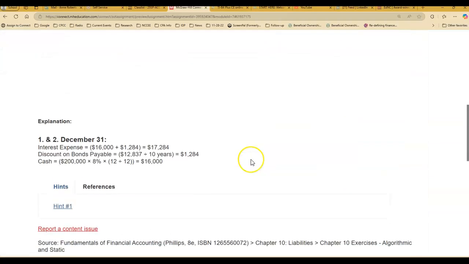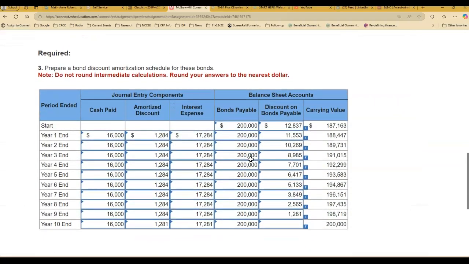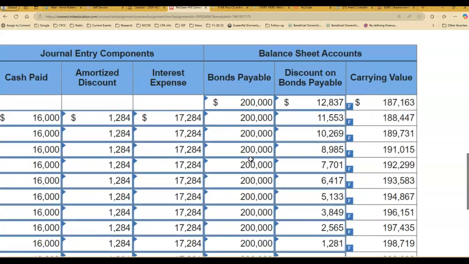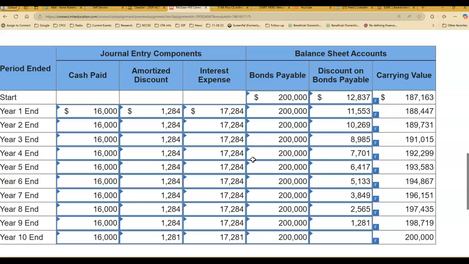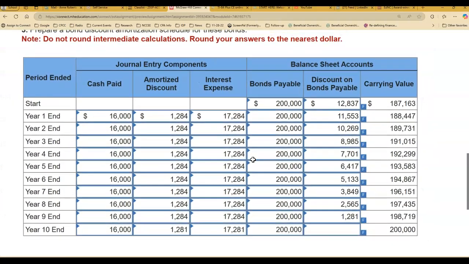Let's see. Oh, yeah. The bond amortization schedule. All right. Now, this could be a little overwhelming. Don't let it be. All right. So let's look at what it's telling us. And I hope the visual of it starts to make sense. So, on the cash paid, again, I cannot say this enough. This is a bond amortization schedule.